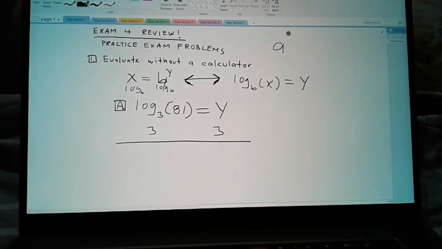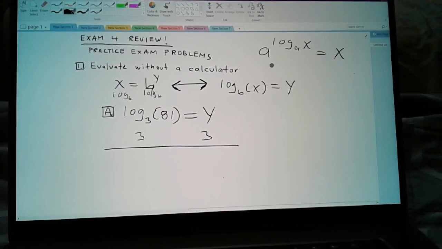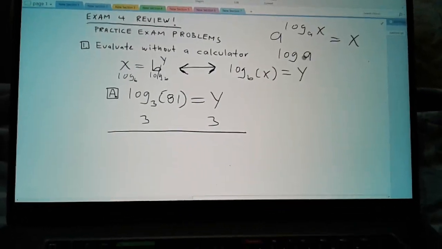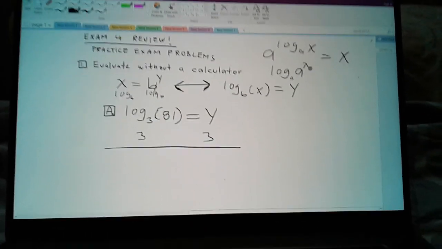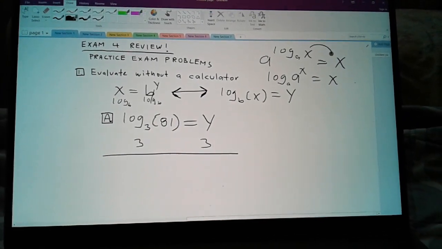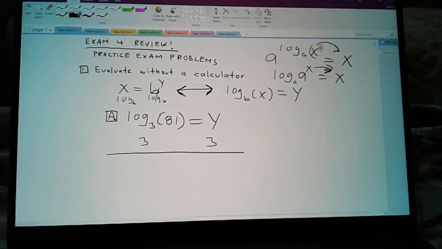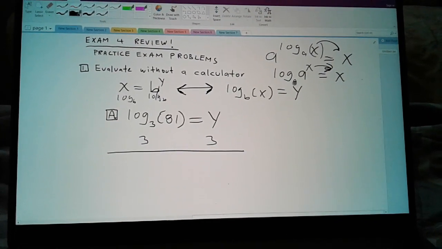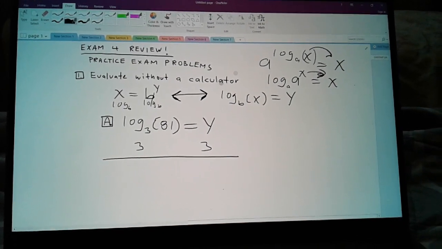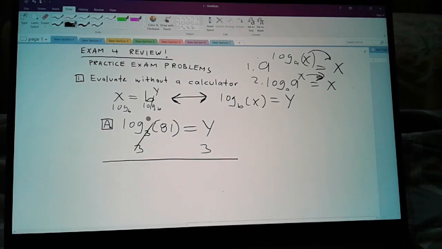So again, if you have a to the log base a of x, you get x. If I have log base a of a to the x, you get x. So in this case, you get the argument. In this case, you get the power. So in this case, I have an exponent raised to a log, so I'm going to get the argument. It's the first one that you see up here. So this is going to cancel out.